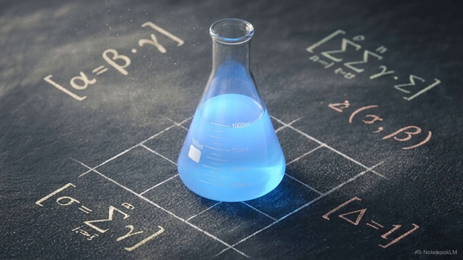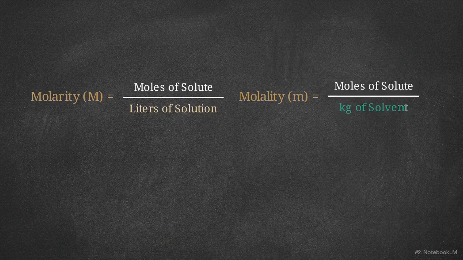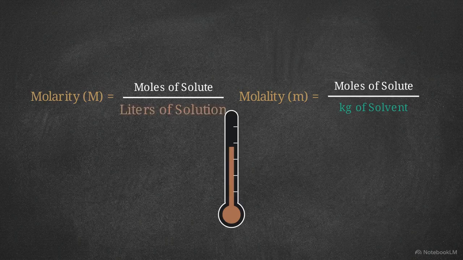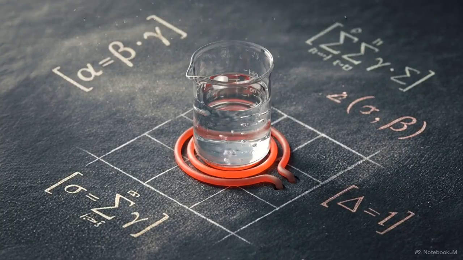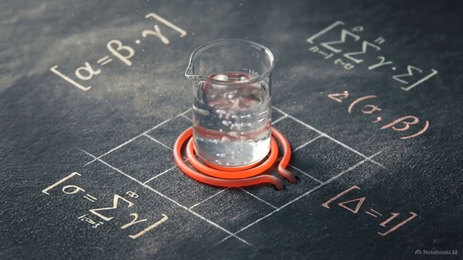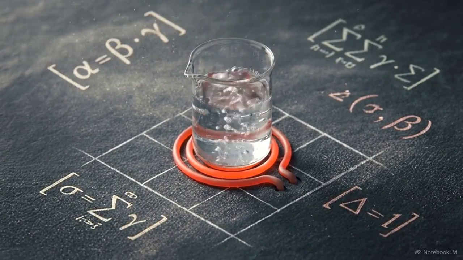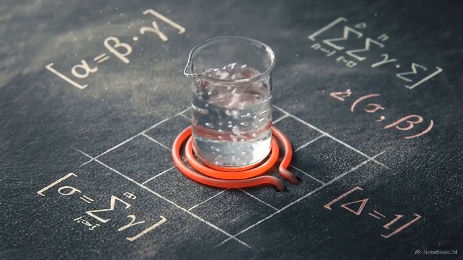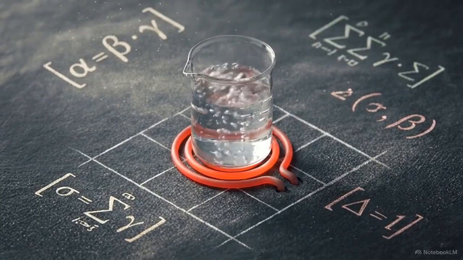Molarity is the most widely used concentration unit in lab settings, but it carries a specific limitation. Consider these equations. On the left, molarity equals moles of solute divided by liters of solution. On the right, molality equals moles of solute divided by kilograms of solvent. Volume expands and contracts with temperature changes, while mass remains an absolute constant. Heating a solution increases its total volume. Because liters are the denominator, the measured molarity changes, even if no actual solute is added or removed.